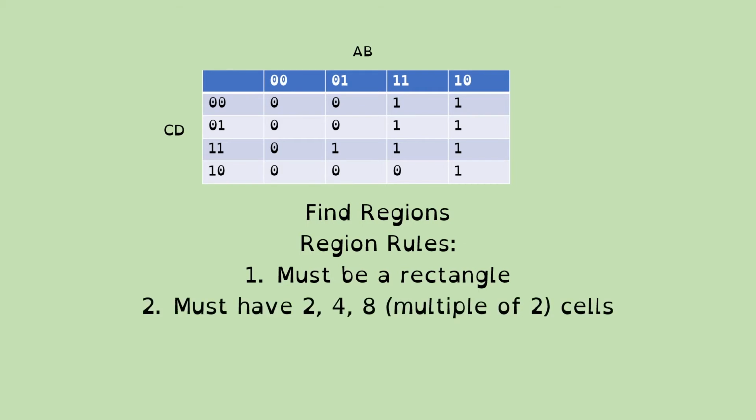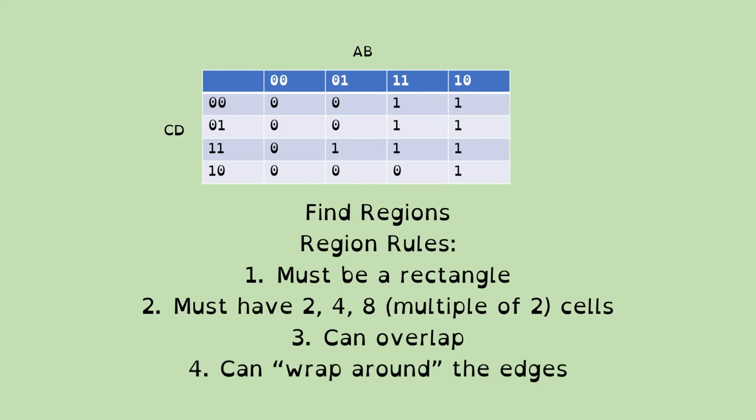The second one is it must have 2, 4, or 8, or a multiple of 2 cells. It would be pointless using any that were 1 cell only, because this gives us no reduction. It's the size of the regions that gives us the reduction, and the larger the better in that sense. Then the next rule: you can overlap. So you can have 2 regions that share cells. And this is very useful, as you'll see, as we keep going through this example.